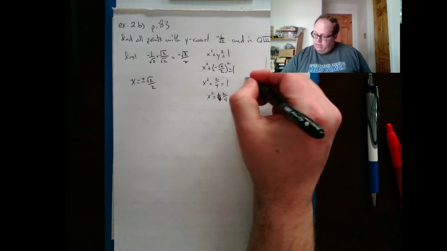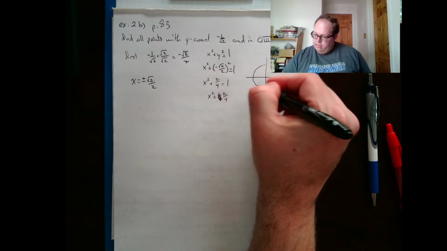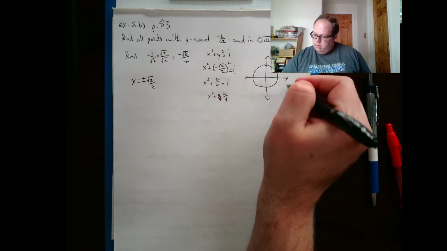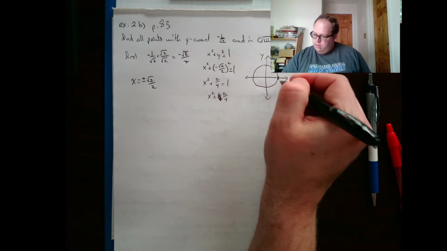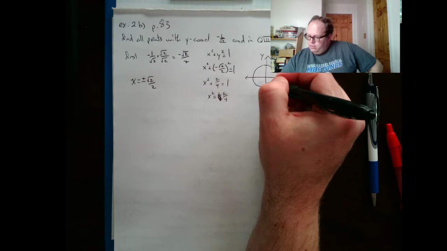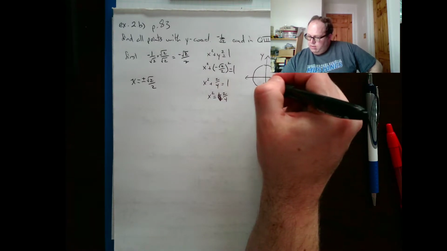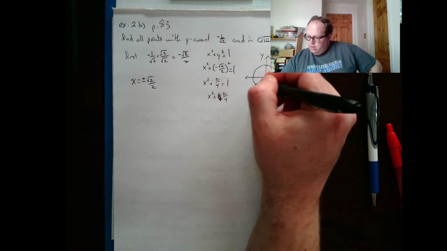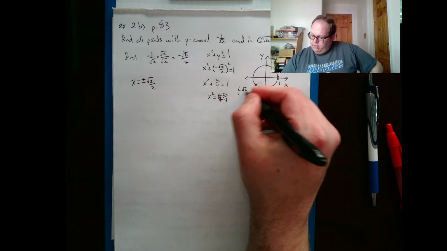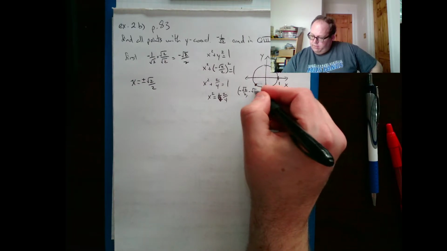However, knowing that I want to end up in quadrant 3, with a y value of -√2/2, somewhere around here, to be in quadrant 3, I'll have to come over this way, which means my coordinate point is -√2/2, -√2/2.